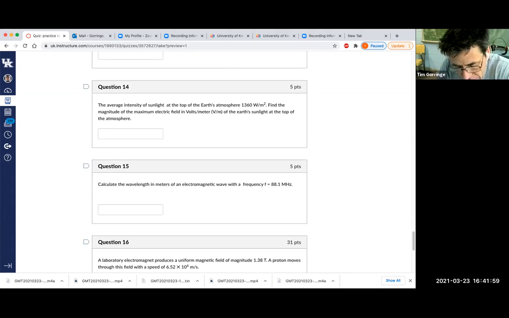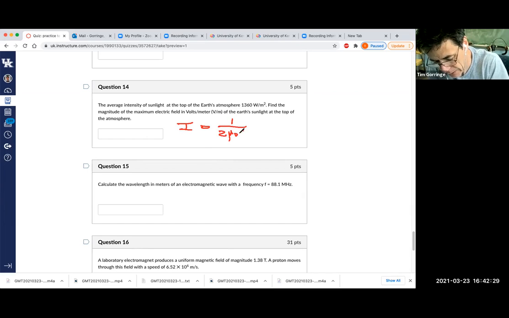Okay, in question 14, we're asked to figure out the maximum electrical field in volts per meter in sunlight at the top of the atmosphere, having been told that the intensity of sunlight at the top of the atmosphere is 1,360 watts per square meter. And so this is a question that involves the relationship between the electrical field, the maximum electrical field, and the intensity. So I is the intensity, E subscript M, the maximum electrical field.